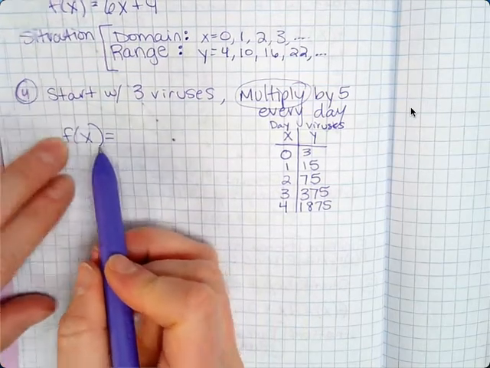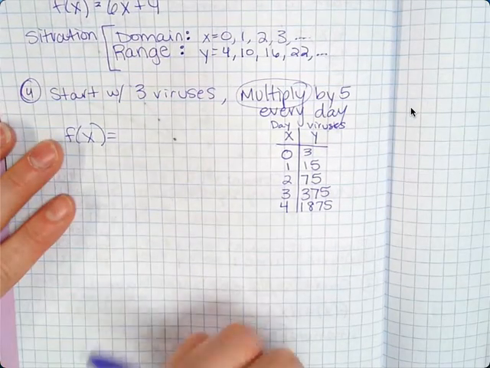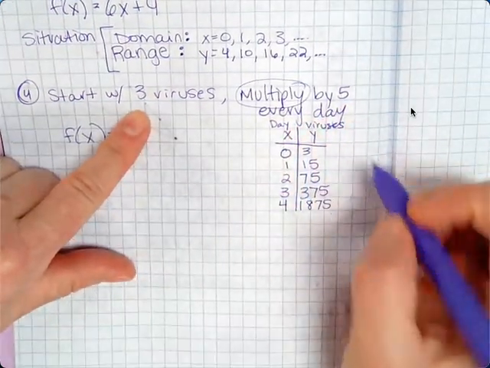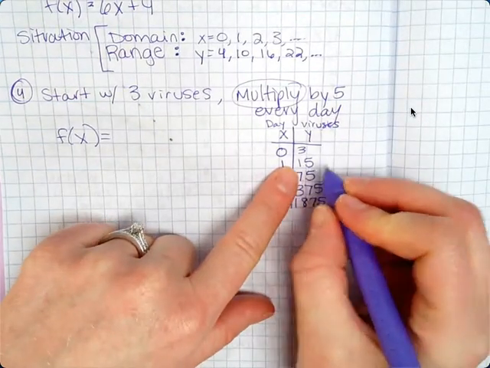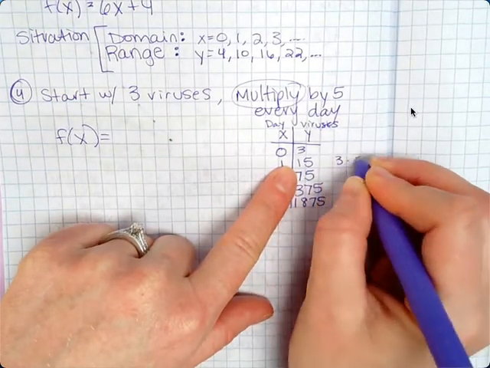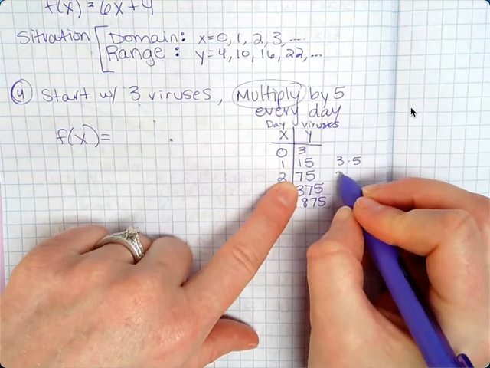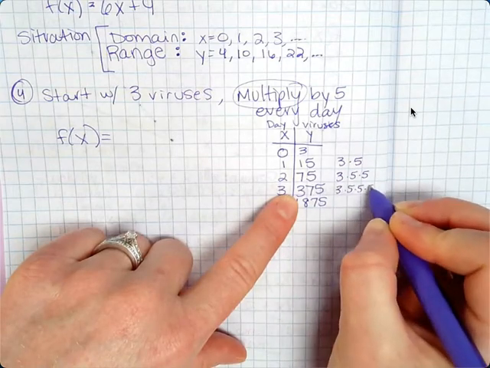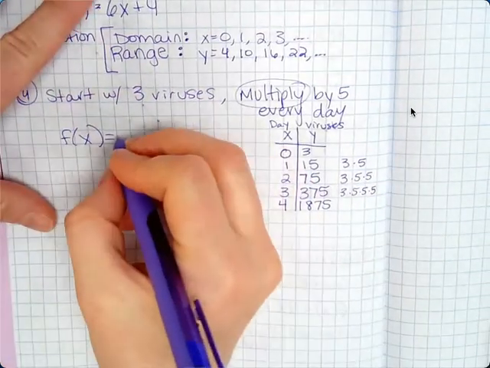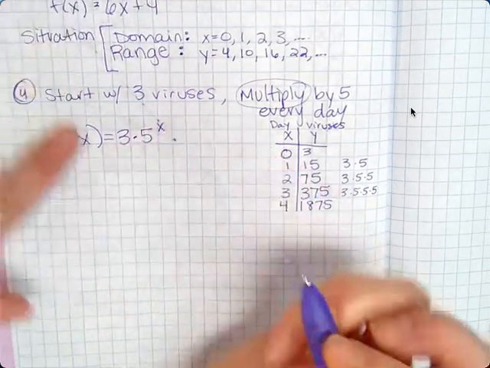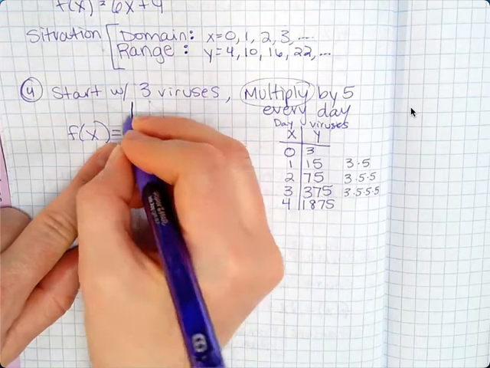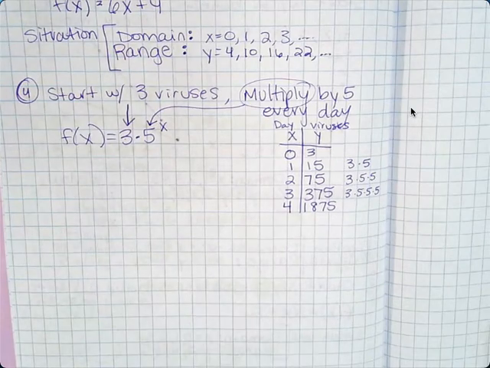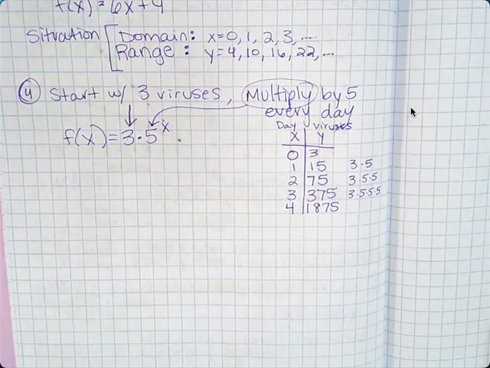So let's see, what would be our function rule? How do we write the function rule whenever you start with something and multiply by 5 every day? How did we get 15? Multiply 3 times 5. How did we get 75? 3 times 5 times 5. 375? 3 times 5 to the x power. Right. Yes. So it's 3 times 5 to the x power. So 3 is your starting amount. The multiply by 5 is the base of your exponent in your exponential.